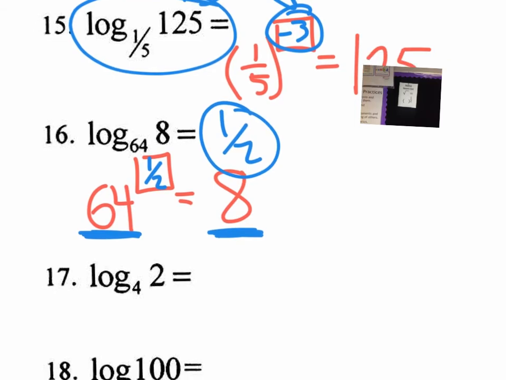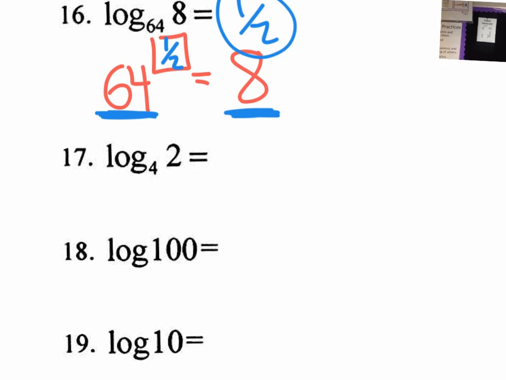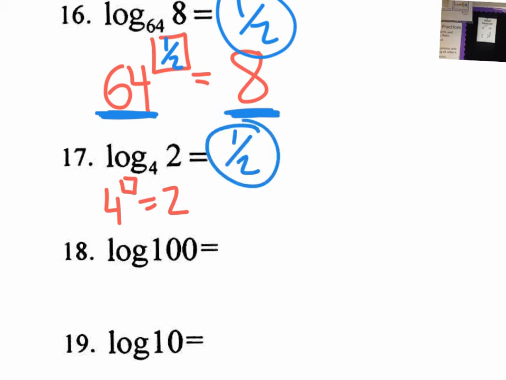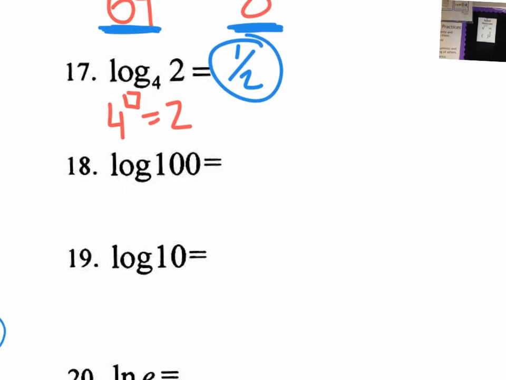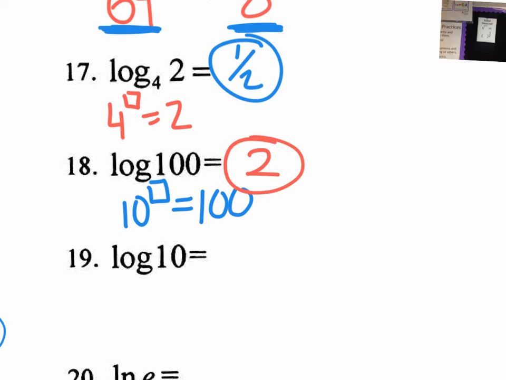On number 17, same exact concept. We have 4 to what power gives you 2? Well, you know you're going to have to square root it also. So the answer is 1/2 also, because the square root of 4 is 2. How about number 18? That's a common log. Remember, common logs are base 10. So if I rewrite that, it's going to be 10 to what power will give me the answer 100. And the answer is obvious. It's going to be a 2, because 10 to the second is 100.